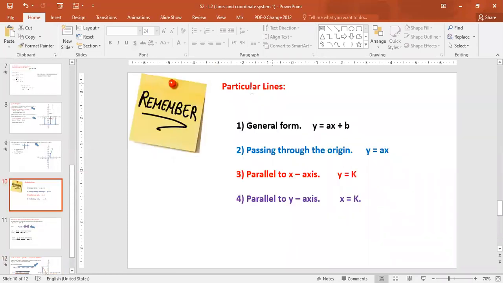So now I will give you the 4 lines we have talked about, particular lines. These are the 4 forms of a straight line in a system of axes. The first form we talked about is the general form, Y equal AX plus B. So you might be given a straight line in this form, or you might be given a straight line passing through the origin. It has this form, Y equal AX. Or you might be given a straight line parallel to x-axis, y equal k. Again, what is k? K is the ordinate of the points. They will have the same ordinate. Or we might have a straight line parallel to y-axis, which has the equation x equal k. Of course, k will be the same abscissa of all the points. So these are the 4 particular lines we talked about in this lesson.